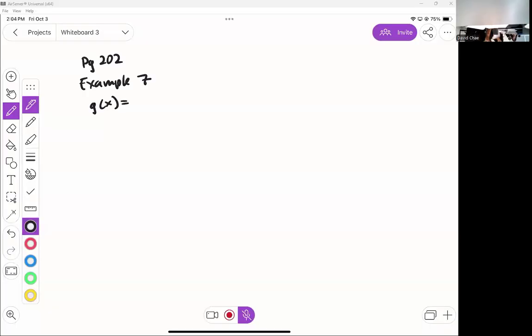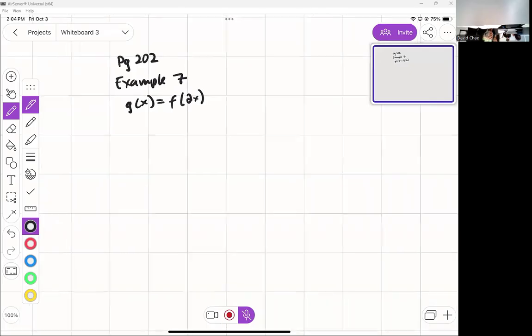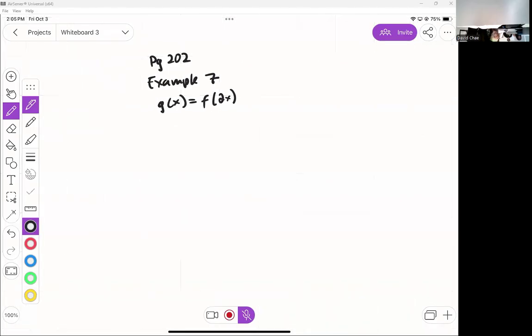All right, so if you go to page 202, example 7, we're going to look at the horizontal and vertical stretch and shrink. If g of x is equal to f of 2x. But before we start that, let's go to that parent function, figure 1.56.